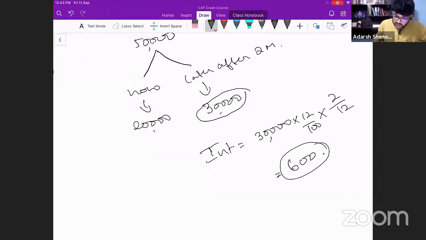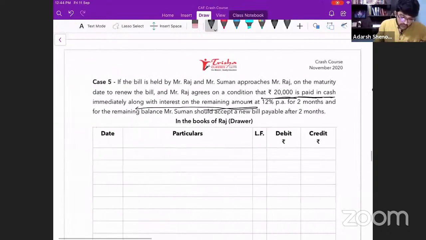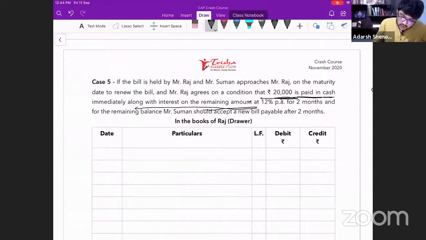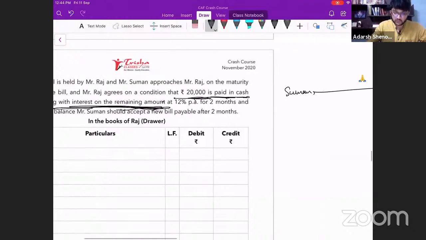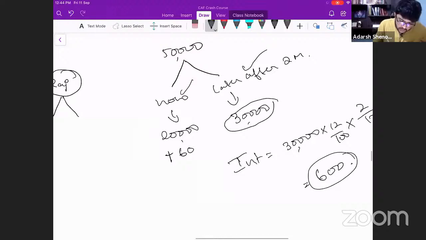Now, when am I paying this interest? Am I paying this interest now or am I paying it later? I am paying it now because they have clearly mentioned that 20,000 is paid in cash immediately along with the interest on remaining amount. Along with. That means along with the 20,000 rupees, you have to pay the interest amount also. So how much should I be paying in cash right now? I have to pay 600 rupees, 20,600 rupees in cash right now.